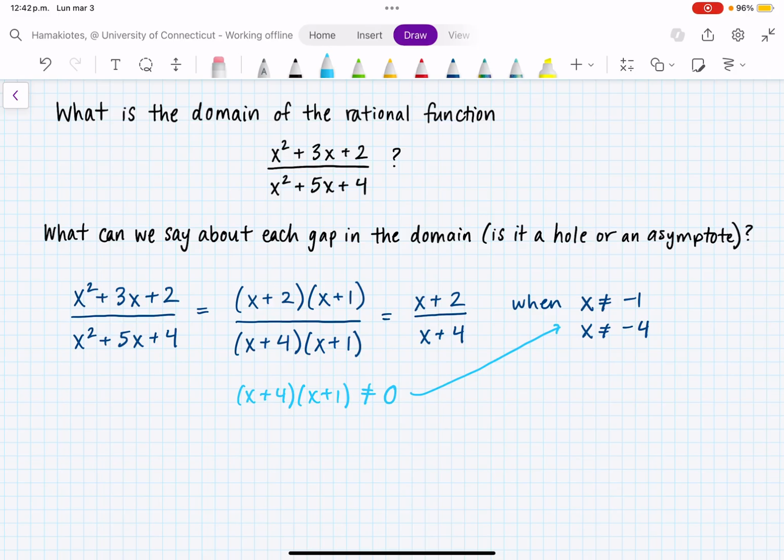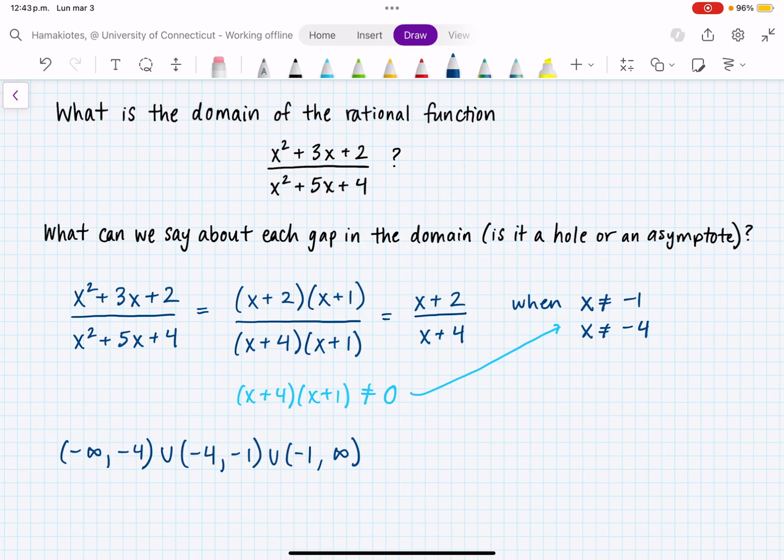Now, how do we write the domain in interval notation? Well, basically we can have any number in the domain except for minus 1 and minus 4. So we can go from minus infinity up to minus 4, which is not included, so we have curved parentheses. And we take the union from minus 4, which again we're using curved parentheses because minus 4 is not included, up to minus 1, which is also not included. And then we go from minus 1 to infinity. So this is our domain.